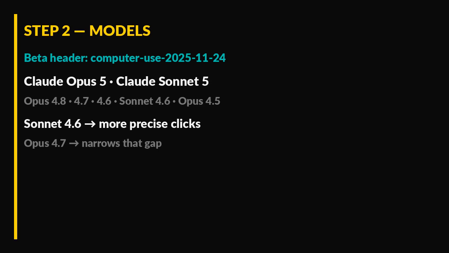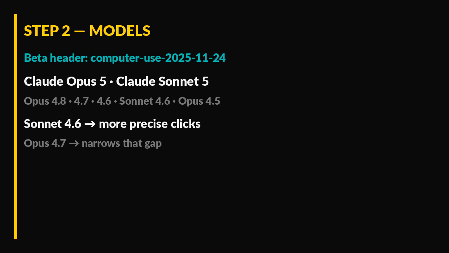Step 2. Which models support it? As of August 2026, the current beta header is Computer Use 2025-1124. This header unlocks computer use on Claude Opus 5, Claude Sonnet 5, Claude Opus 4.8, Claude Opus 4.7, Claude Opus 4.6, Claude Sonnet 4.6, and Claude Opus 4.5. Source document docs.anthropic.com. There is an older header, Computer Use 2025-0124, which covers Claude Sonnet 4.5, Claude Haiku 4.5, and a few retired models. If you were building today, use the new header.